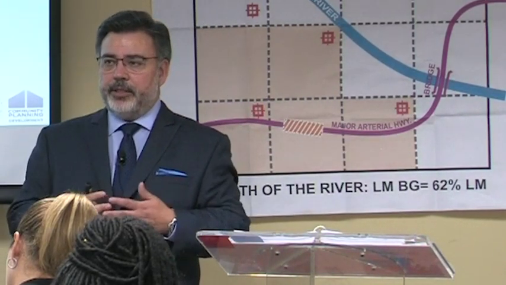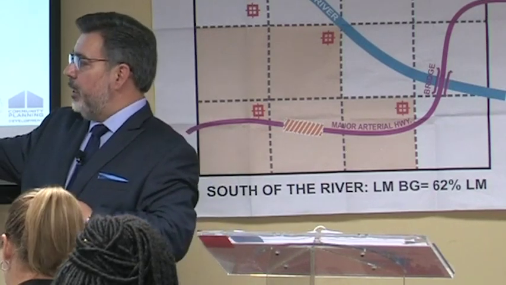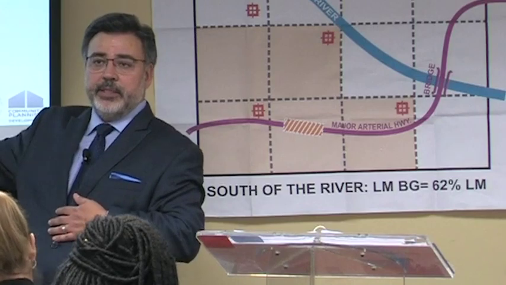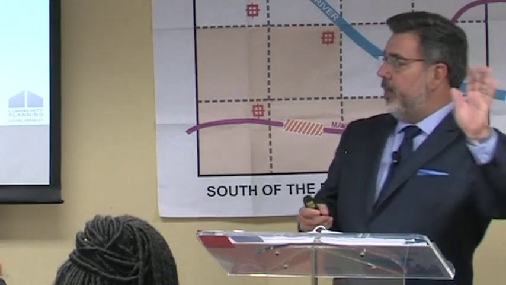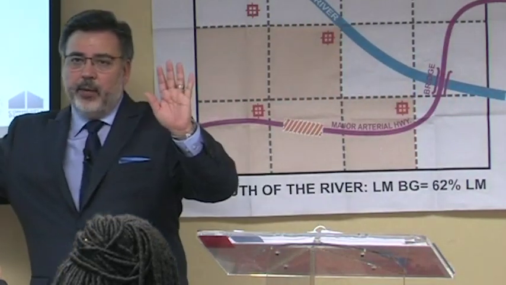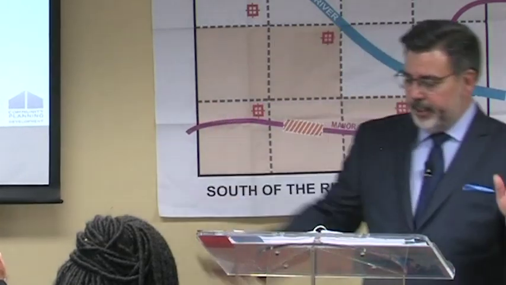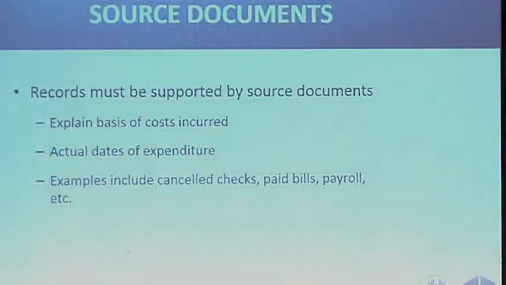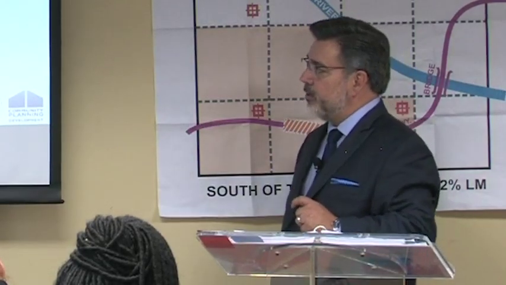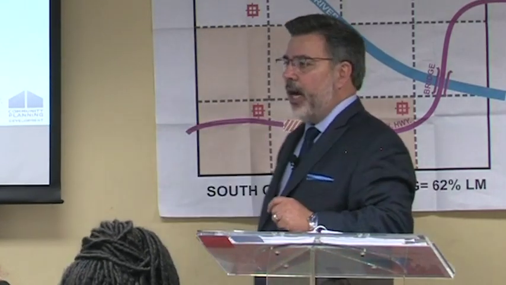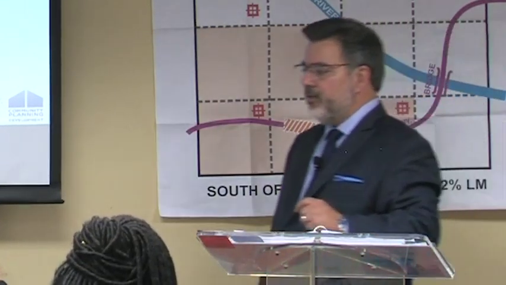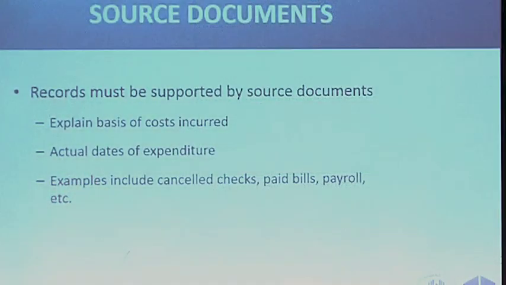When they come out and monitor you, they're going to want to make sure that, okay, was it allowable? Was it reasonable? And that's where you're going to use your own internal estimate to show, look, I did my due diligence. I'm documenting that I went through that three-legged stool process, okay? Records must be supported by source documents. Explain the basis of cost incurred, actual dates of expenditure. Examples include canceled checks, paid bills, payroll. What we're doing here is we're connecting the dots, okay? You should never be paying out anything unless you have supporting documentation.